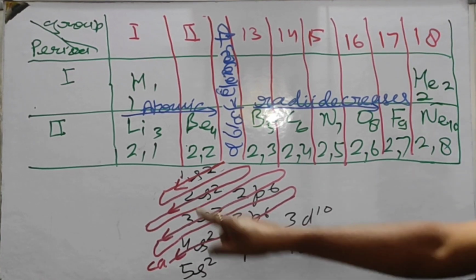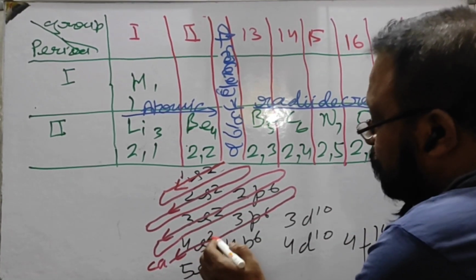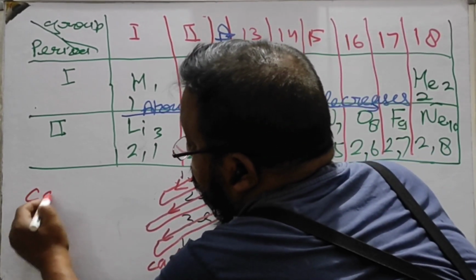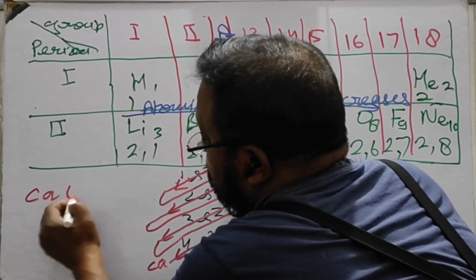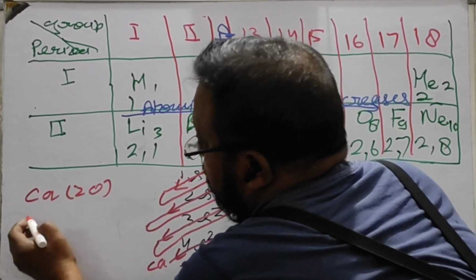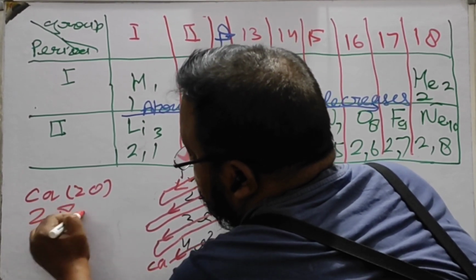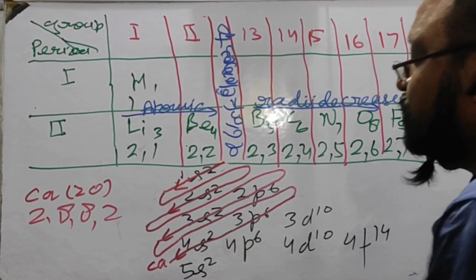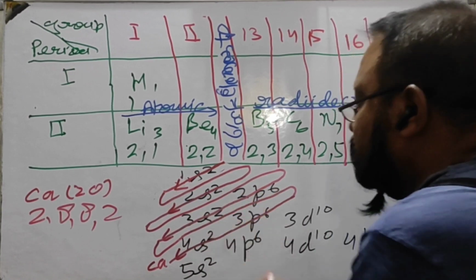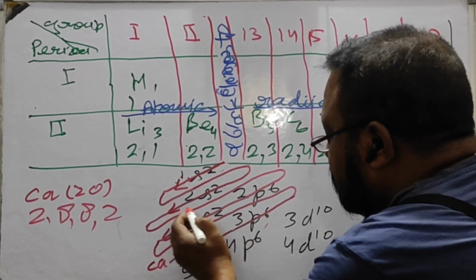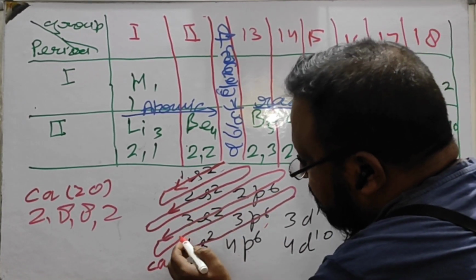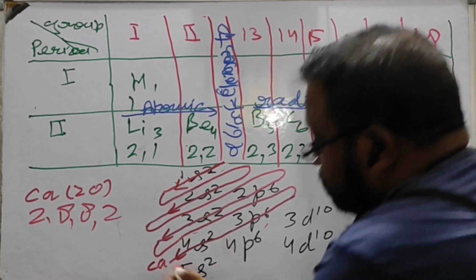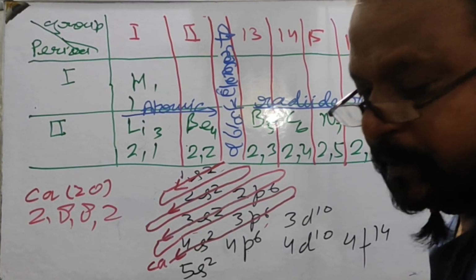Here, up to calcium, 20 electrons are there. Calcium has atomic number 20, and its electronic configuration is 2 8 8 2. So first shell has 2 electrons, second shell 8 electrons, third shell 8 electrons, and fourth shell 2 electrons, right?